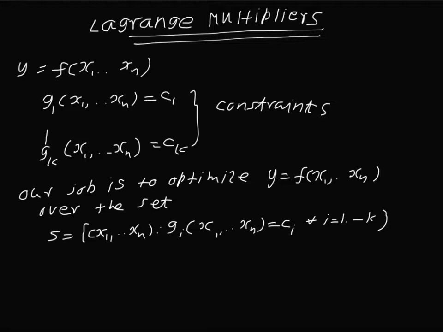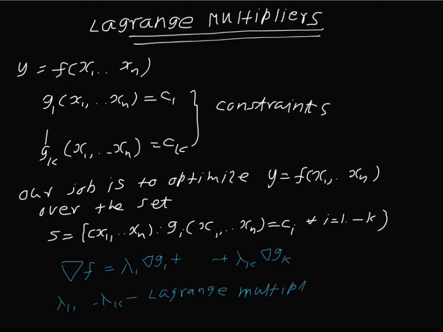Then we can write down the gradient of f equals lambda 1 times gradient of g1 plus lambda 2 times gradient of g2, and so on, up to lambda k times gradient of gk. These lambda 1 to lambda k are the Lagrange multipliers. Here we assume the gradients of g1, g2, up to gk are linearly independent vectors.